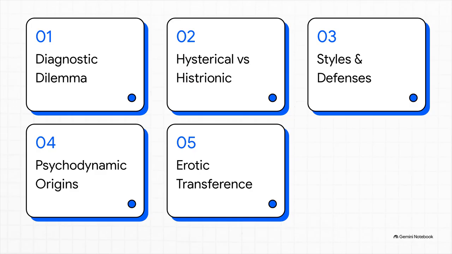In this explainer, we'll cover 5 key areas: the diagnostic dilemma, distinguishing hysterical versus histrionic presentations, cognitive styles and defenses, psychodynamic origins, and finally, navigating erotic transference. Think of this like an intensive supervision session.